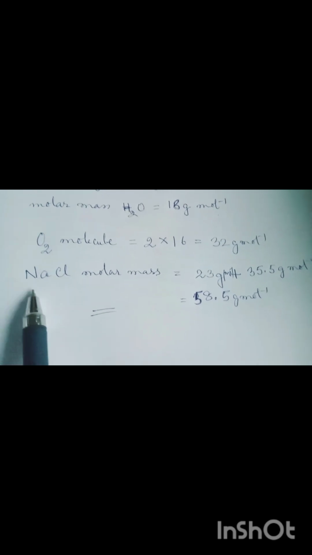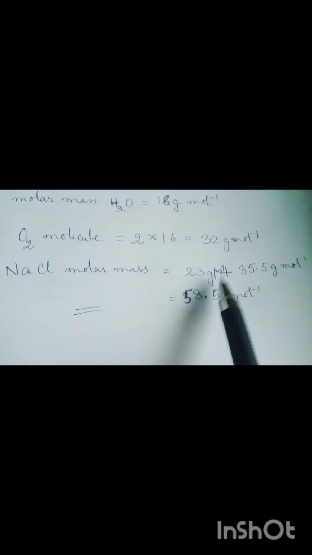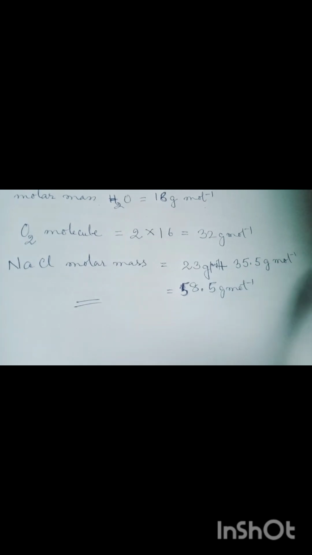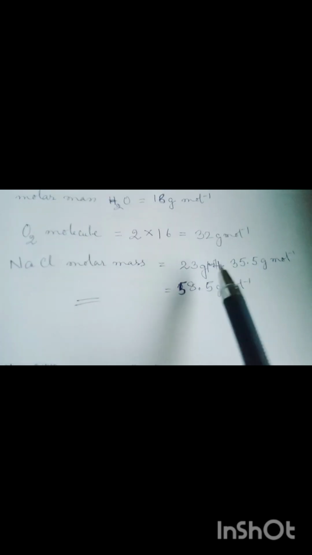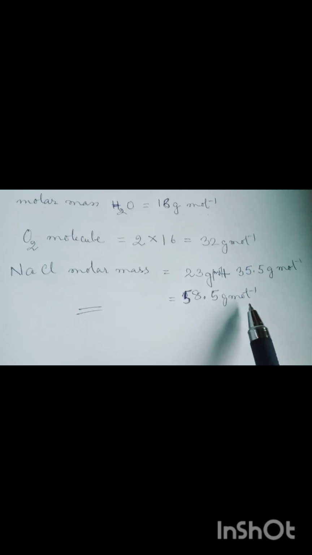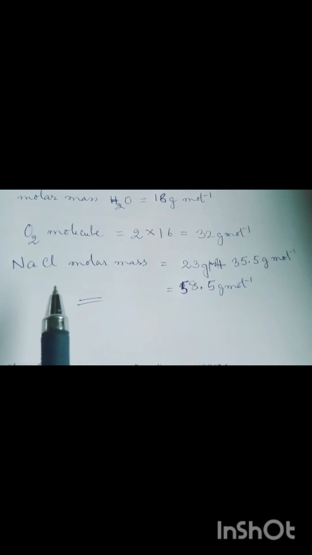We have considered here sodium chloride, common salt. So molar mass of sodium chloride is equal to 23 gram per mole for the sodium atom and 35.5 gram per mole for the chlorine atom. So in total we have 58.5 gram per mole as the molar mass of sodium chloride.